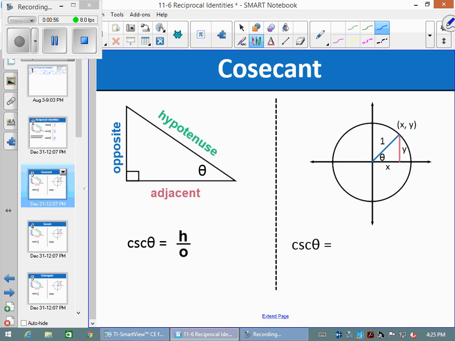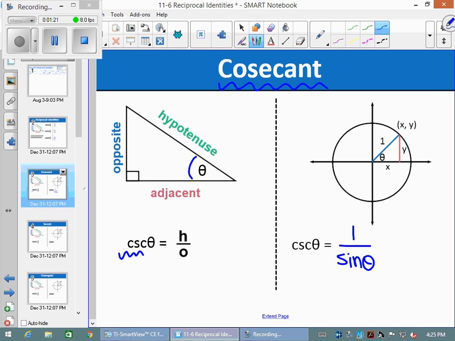The first one is going to be cosecant. Cosecant is hypotenuse over opposite, so cosecant is really the reciprocal of our sine function. So when we think about sine, we know sine is opposite over hypotenuse. The reciprocal now is going to be called cosecant. You can see above here, that's how we spell it, but we abbreviate it CSC.